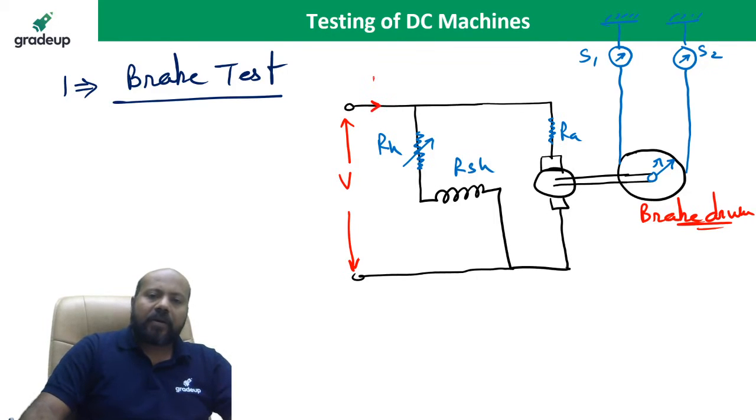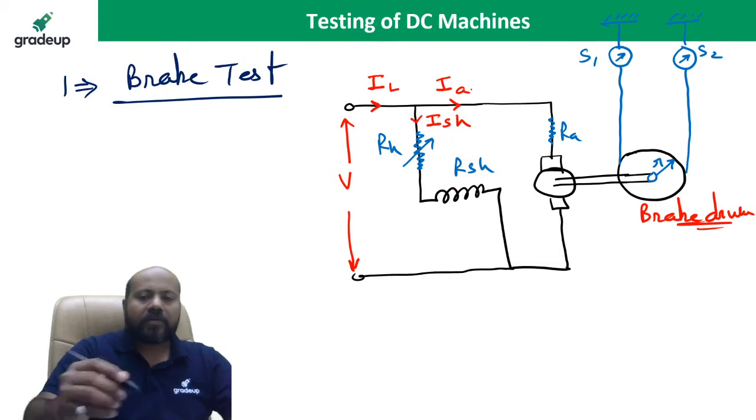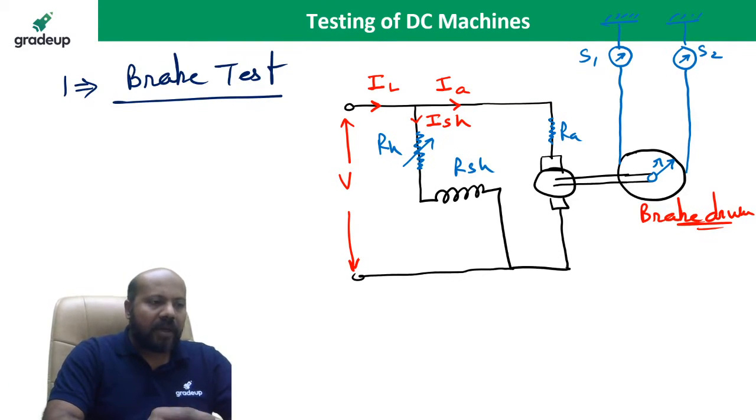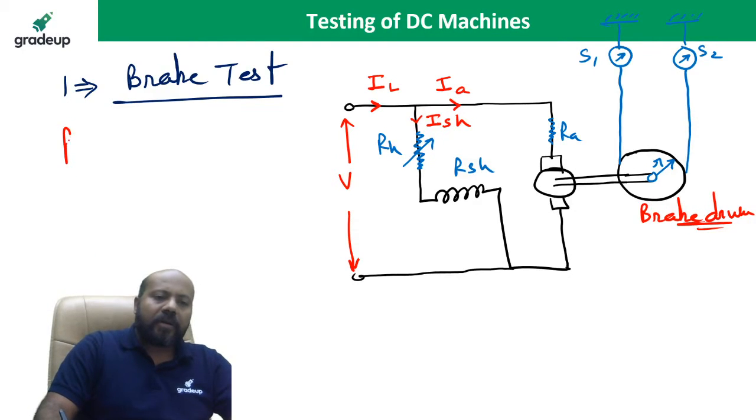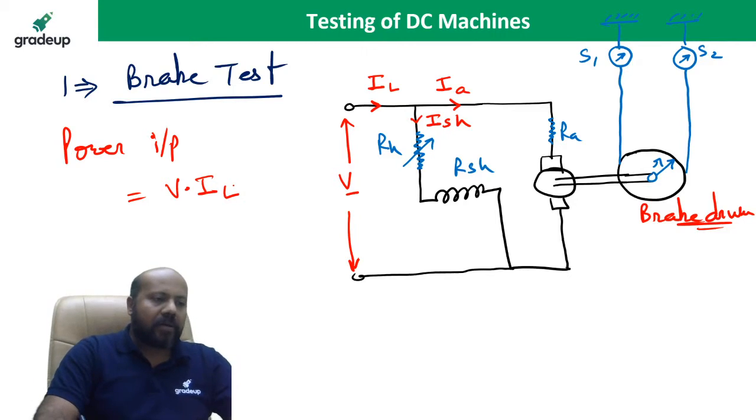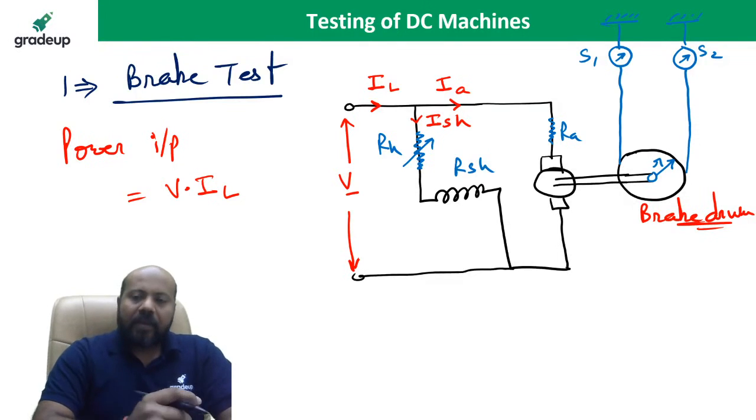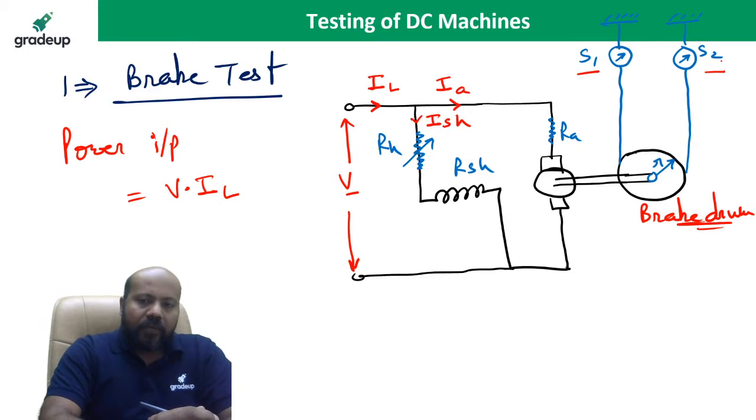Whatever current you are going to draw, suppose this is the line current and this is the shunt field current, and suppose this is the current in the armature, IA. So what is the power input for this machine? Power input from the supply you can calculate as multiplication of voltage and the current. So this is going to be V into IL. Now this is going to be the input power. Output power you will be getting if you have the readings of these spring balances S1 and S2.